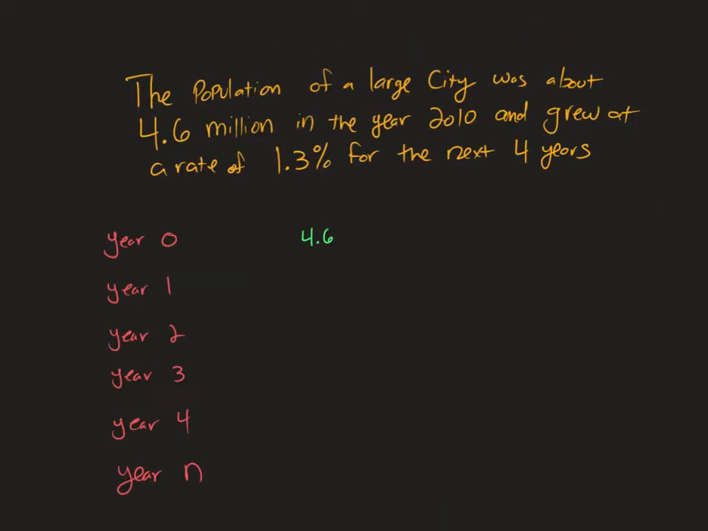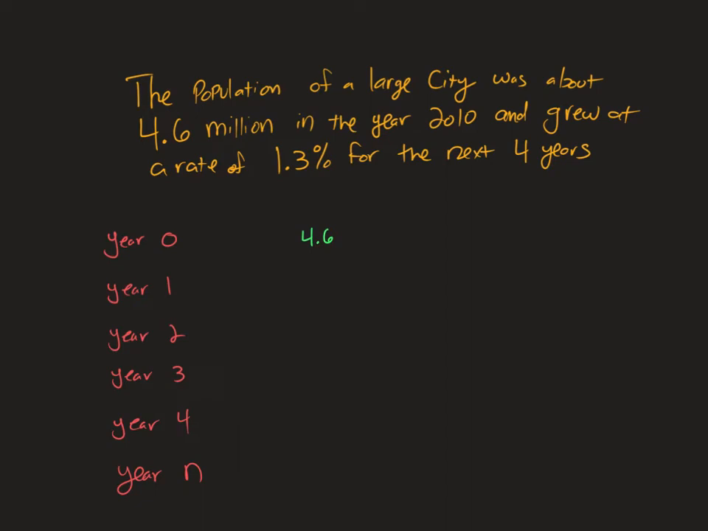All right, we're going to transition here, and I want you to start thinking about word problems with exponential functions. So this is kind of part 2 of today's lesson, and we're going to think about the application of exponential functions beyond maybe just the graphing component. So if a population of a large city was about 4.6 million in the year 2010 and grew at a rate of 1.3% for the next 4 years, well, on year 0, it's going to be 4.6 million.